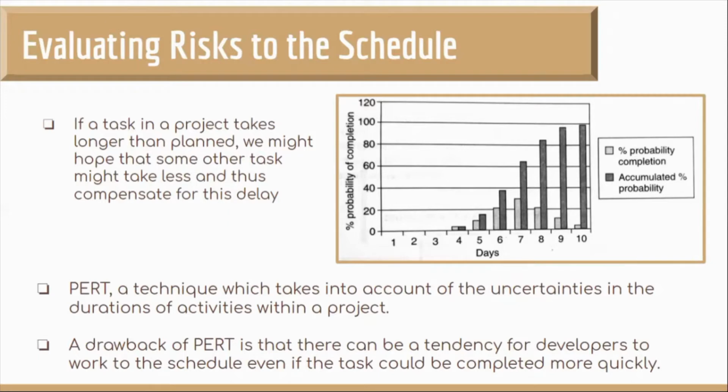A drawback of PERT is that there can be a tendency for developers to work to the schedule even if the task could be completed more quickly. So let's say task A, which takes 10 days, could be completed within 5 days. They will still delay the work, or finish it in 5 days and take the next 5 days off. This will waste the chance of finishing the project faster. The project manager can also be a little careless and not make the team start the next task.